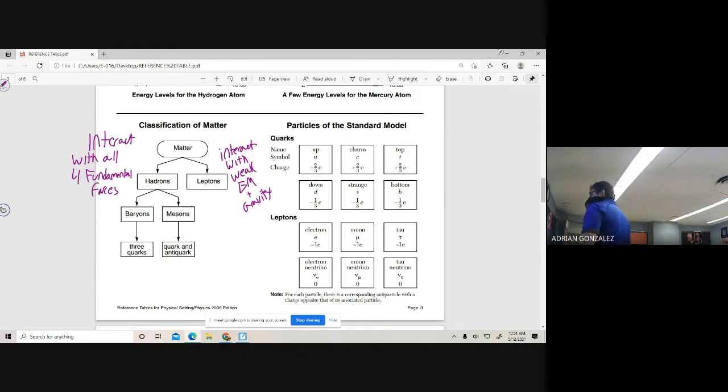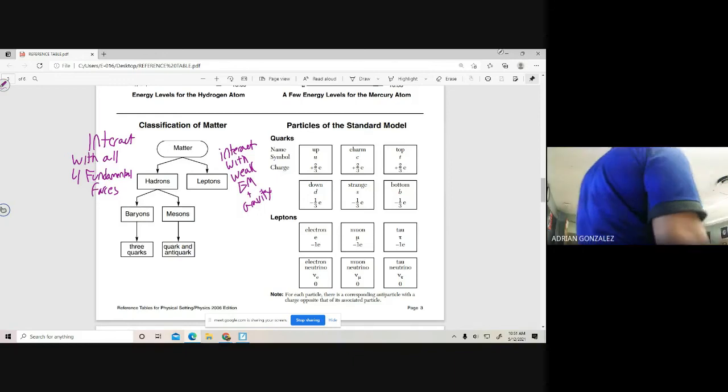Okay? And so we discovered this thing called the muon and the tau. They also have the same charge, but are slightly different in terms of spin, which is the way that they move, and mass. And then we discovered these things called neutrinos. Neutrinos have almost no charge and almost no mass.